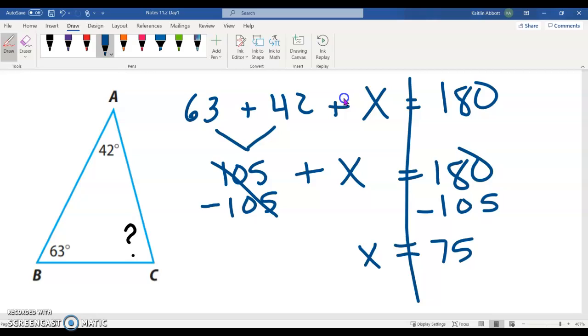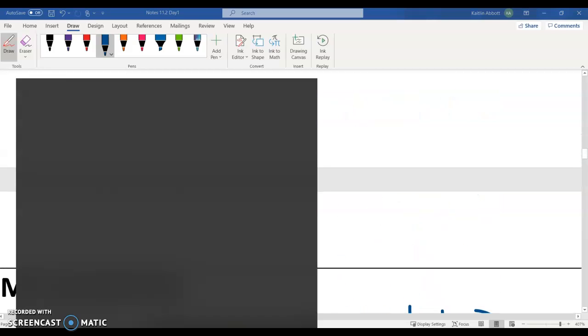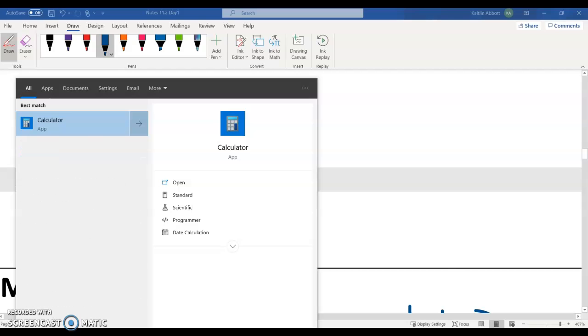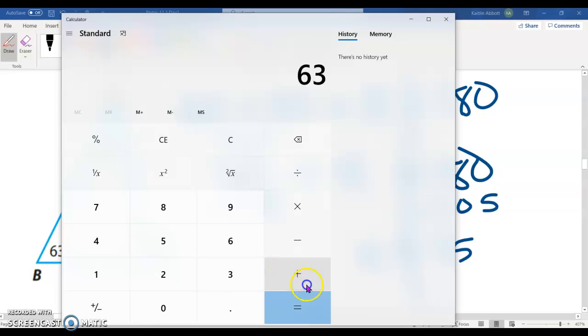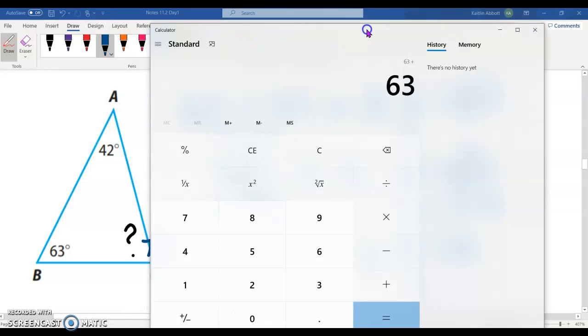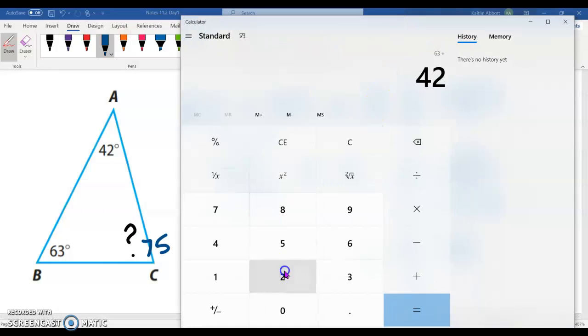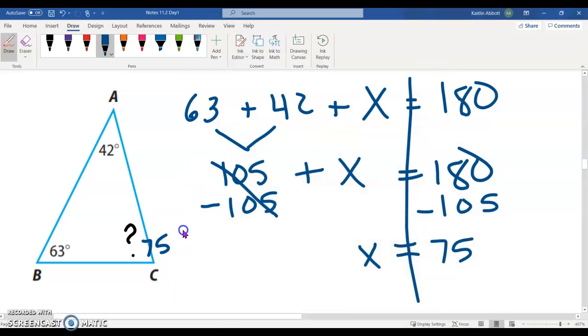You know you're correct when, if you add all these angles up again, you will get 180 degrees. So let's get the calculator. And we have 63 plus 42 plus 75. Look at that. We get 180. That checks out. Our math is correct. If you added these three angles and you did not get 180, you did it wrong. You need to try again.